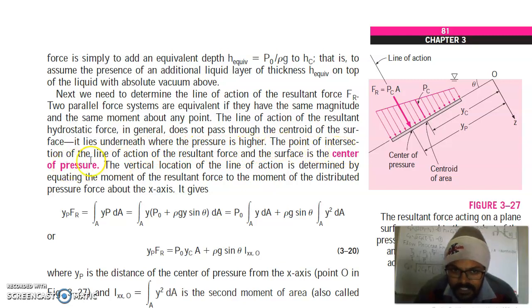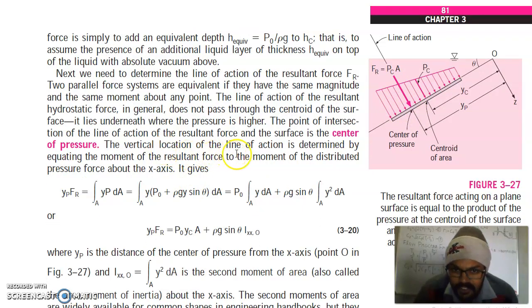The point of intersection of the line of action of the resultant force and the surface is the center of pressure. So this point is called the center of pressure. The vertical location of the line of action is determined by equating the moment of the resultant force to the moment of the distributed pressure force about the x-axis.